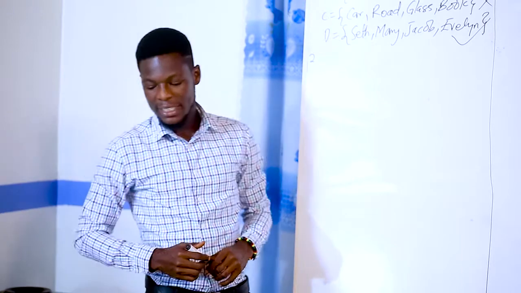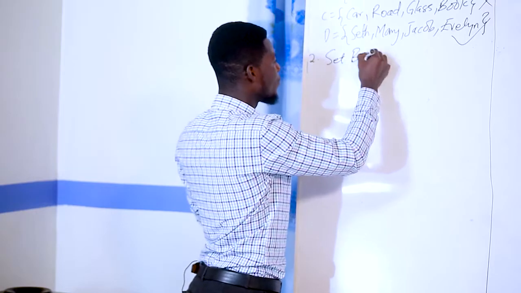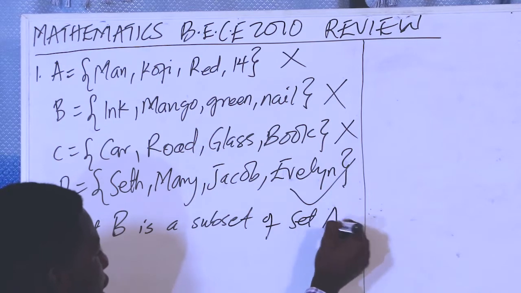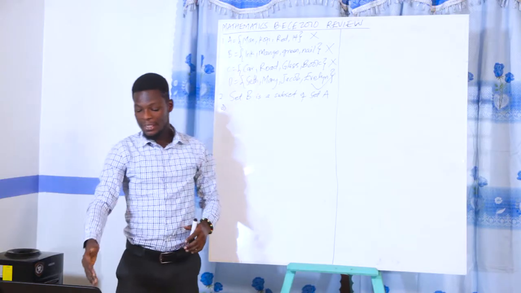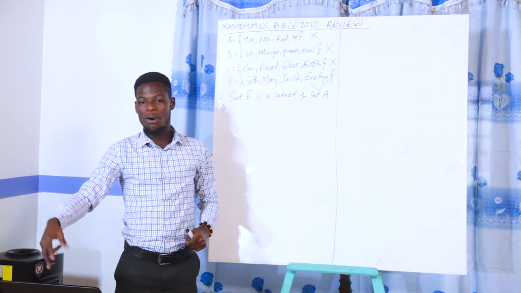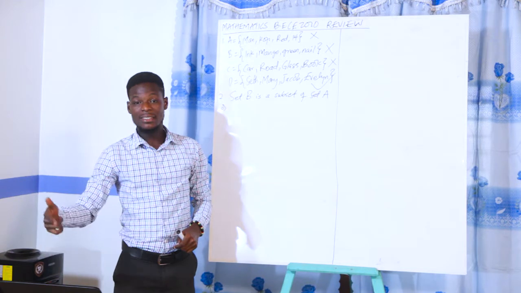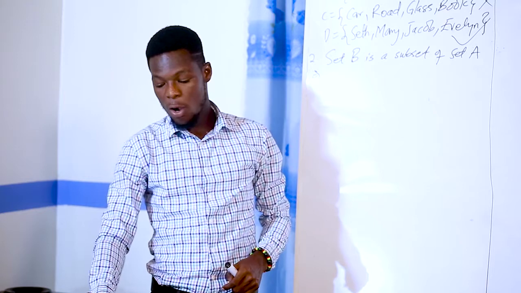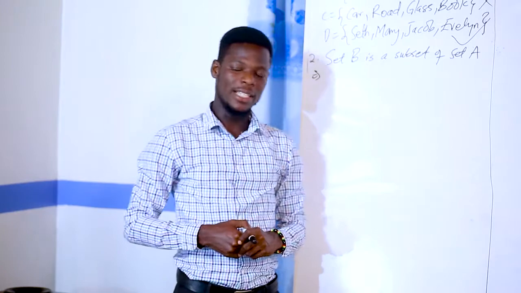Question 2 says that if set B is a subset of set A, what does it mean? What does it mean set B is a subset of set A? Let's look at the possible answers. A. Sets A and B have the same number of elements. B. Some members of set B can be found in set A. C. No member of set B is in set A. And D. All the members of set B are in set A. Let's look at them and find out the correct answer.